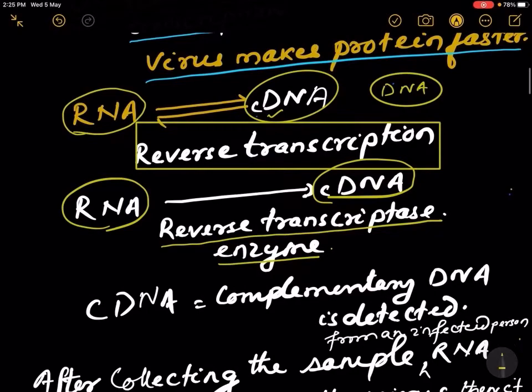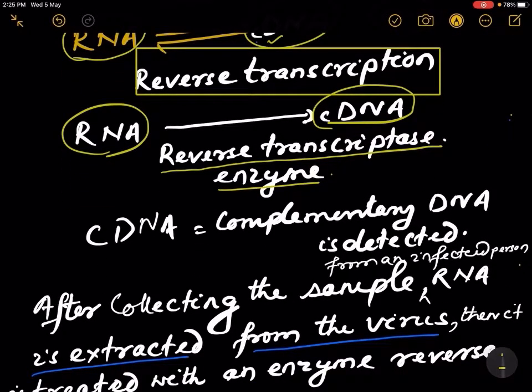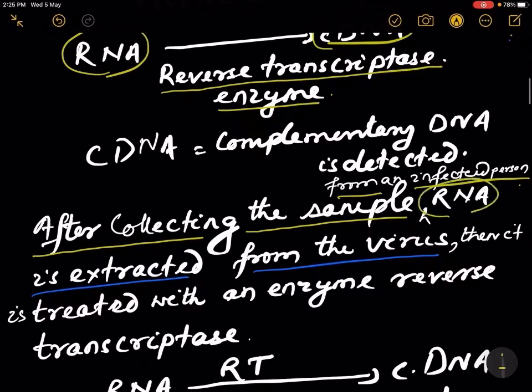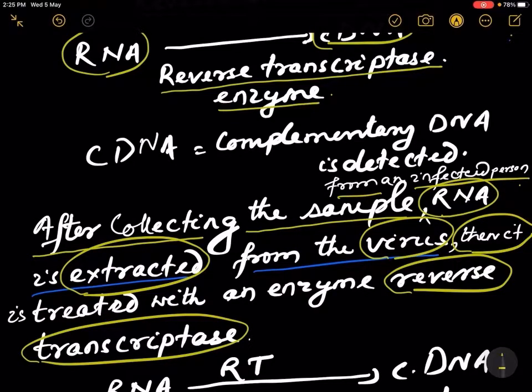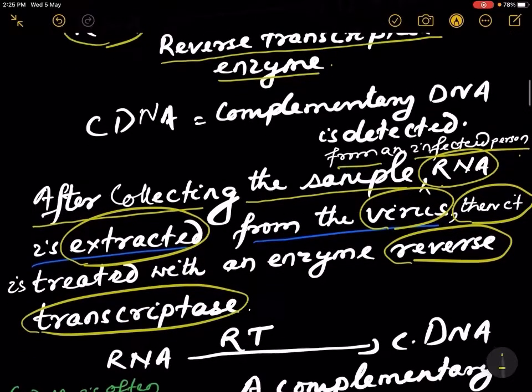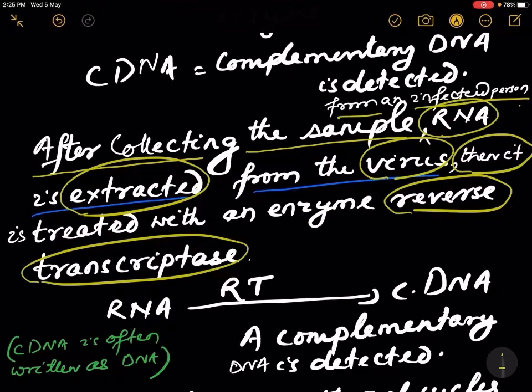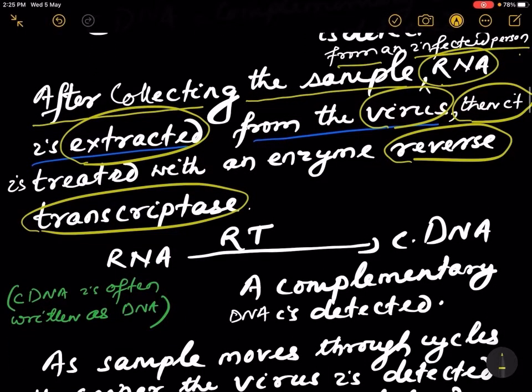After collecting the sample from an infected person, RNA is extracted from the virus. Then it is treated with an enzyme, a reverse transcriptase. RNA is collected, and this RNA, by the help of reverse transcriptase, is converted to complementary DNA. Here a complementary DNA is detected.